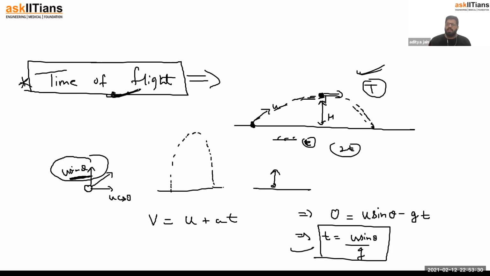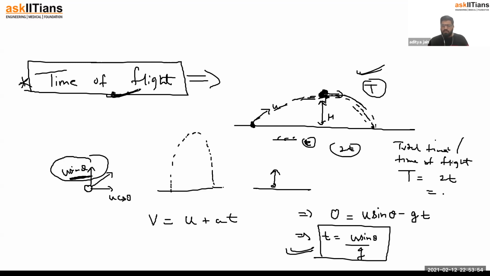Now this is the time taken by the projectile to go from this point to maximum height. So the time taken by the projectile to come back to the ground will be equal, according to the motion in one dimension along the vertical. So can I say the total time, or time of flight, will be given by capital T equals twice small t, 2 times this time. So it will be 2u sin theta over g.